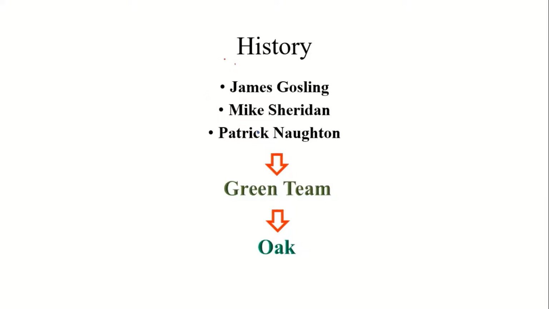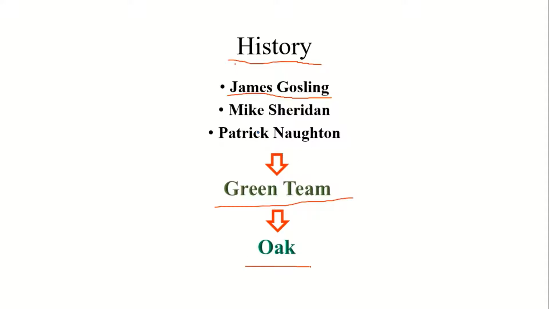This is the brief history on Java. Java was developed by Sun Microsystems by their Green Team. However, we know that Java is named after James Gosling. Why? The reason is very simple.